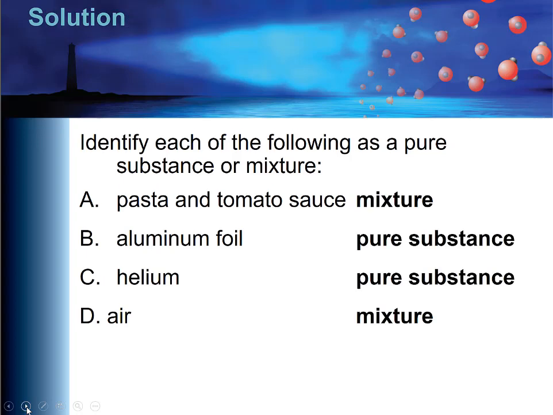All right, so pasta and tomato sauce, I can see the pasta and the tomato sauce, and they're just mixed together. They aren't chemically combined, so it's just a mixture. Aluminum foil is just all aluminum, and so that's a pure substance. Helium, pure substance. And air would have different kinds of gases mixed together, as well as dust particles, and that would be a mixture.